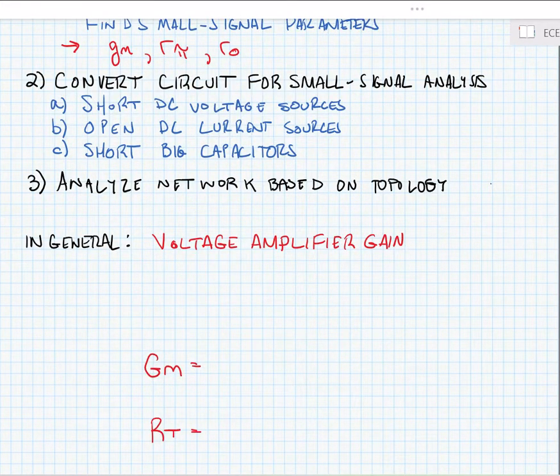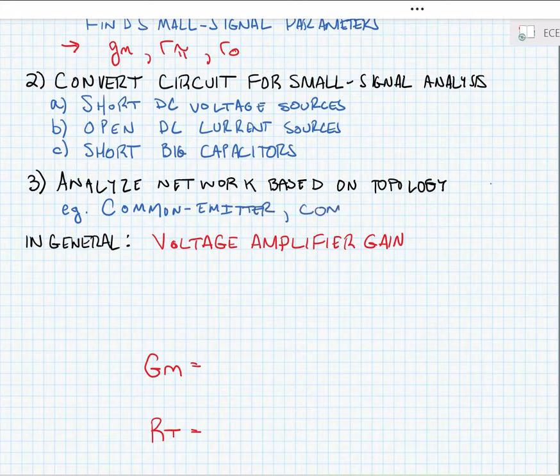And what do we mean by topology? We mean common emitter, common source, the topologies that we've learned about in the prior lectures, for instance. Oftentimes, we're just going to abbreviate these as CE, for instance, for common emitter, CS for common source, CG for common gate, so on and so forth.